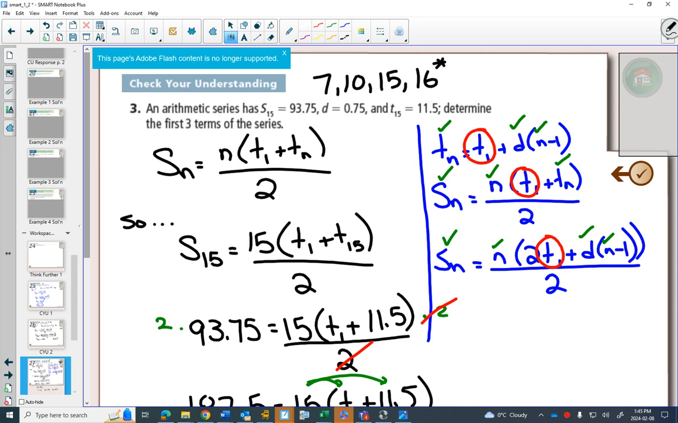Circle questions 7, 10, and 15, and I put an asterisk on 16 because it is a bit of a challenge. So if you like questions that challenge you, make sure that you try 16.